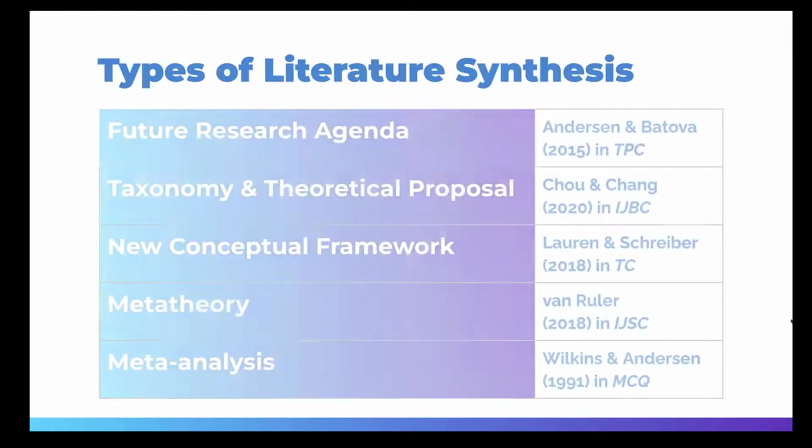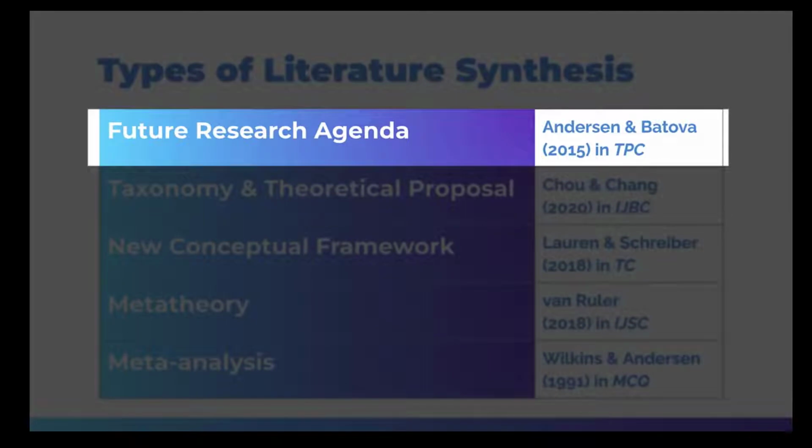So first, future research agenda is a logically derived research agenda posing provocative questions or propositions that give directions for future research, obviously. One example was published in 2015 in the IEEE Transactions on Professional Communication, what I've abbreviated TPC here, The Current State of Component Content Management: An Integrative Literature Review.